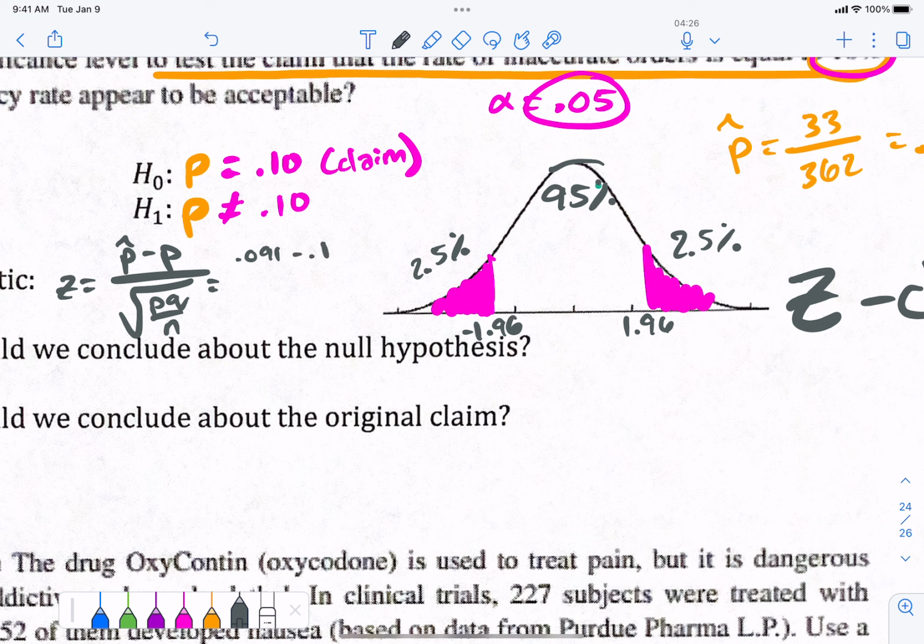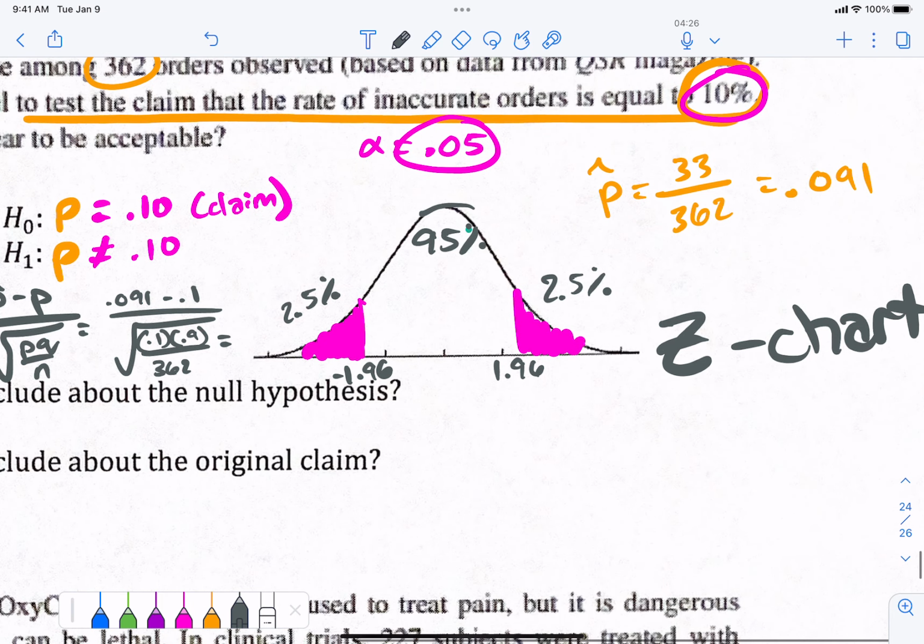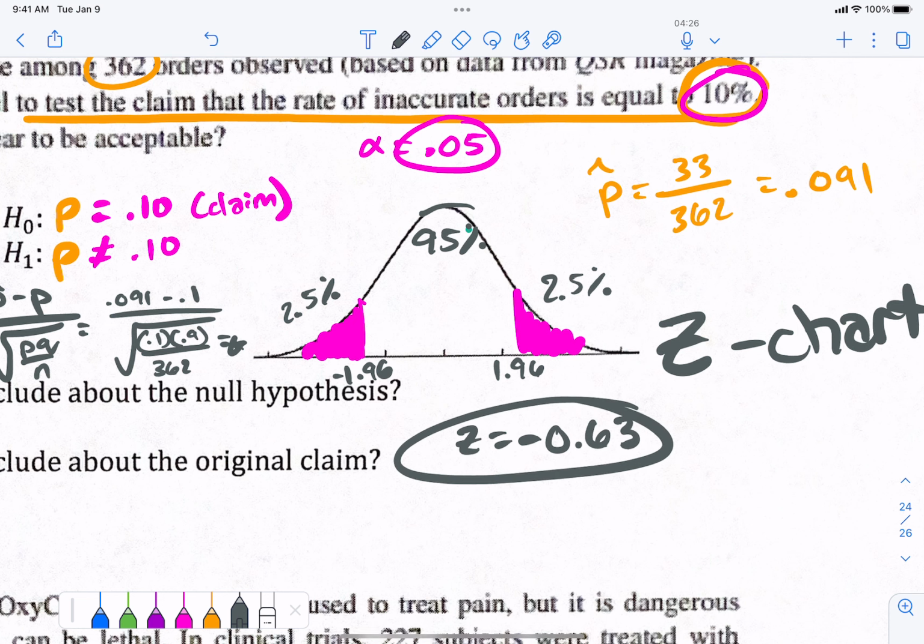0.091 minus 0.1 over the square root of 0.1, what's Q? 0.9, over N is 362. Okay, what is that value? Anybody got it? I got -0.63. I'm going to do it down here. Z equals -0.63. Okay, now what do we do?